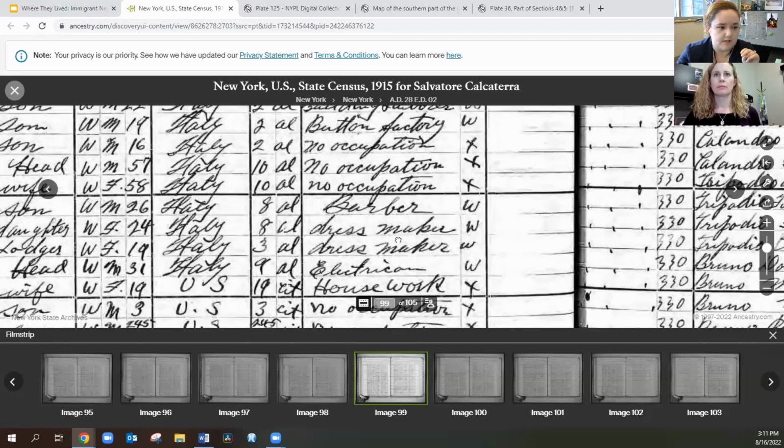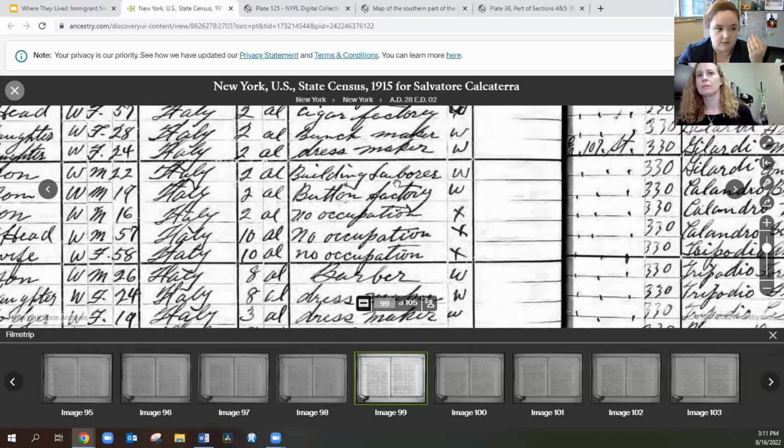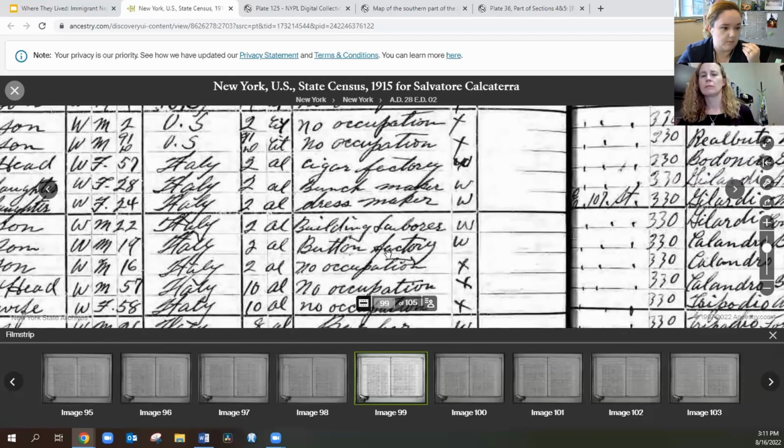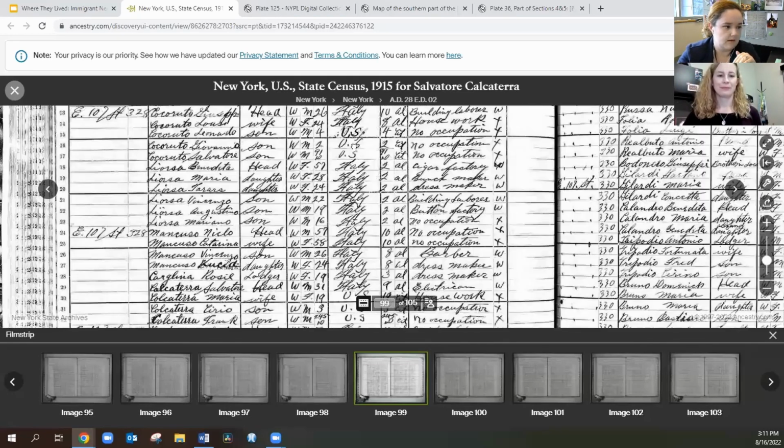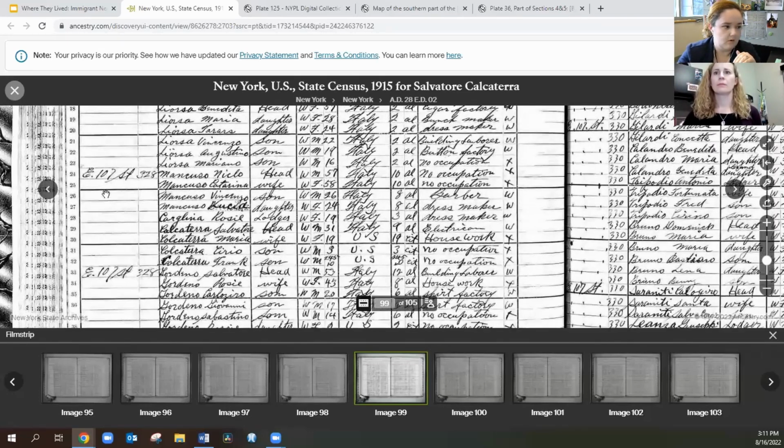He has some other people who are dressmakers, so they're working in garment factories, building labor, button factory, cigar factory, so a lot of factory workers, right? Now, I wanted to see, so this is the building number. So he lived at 328 East 107th Street. So I wanted to see, where is he living, right? What did the neighborhood look like?